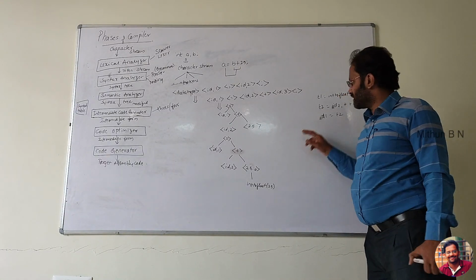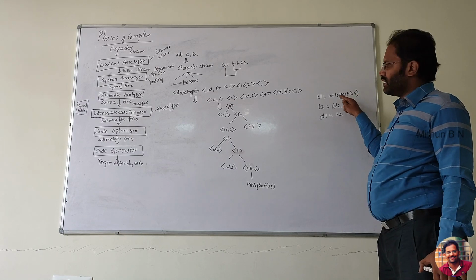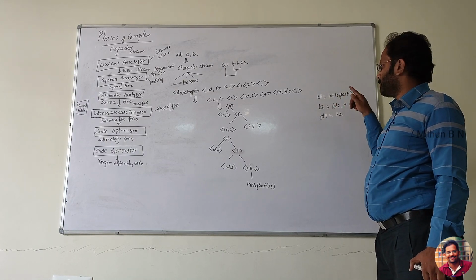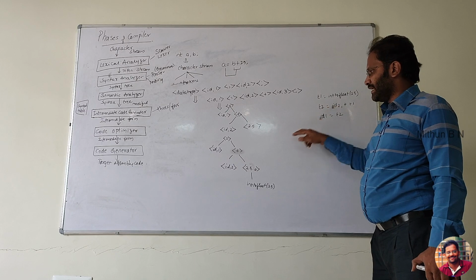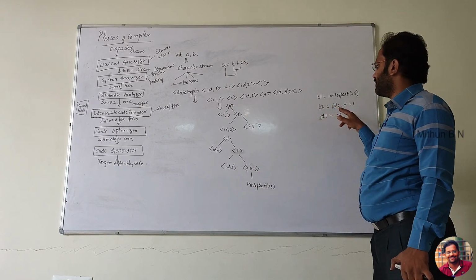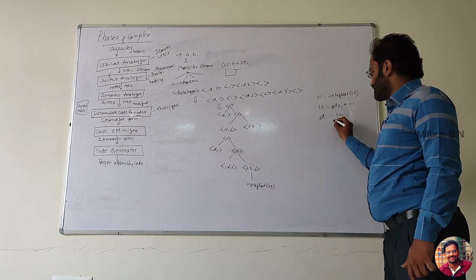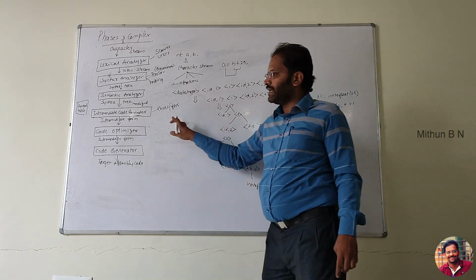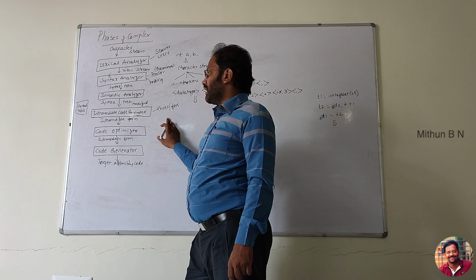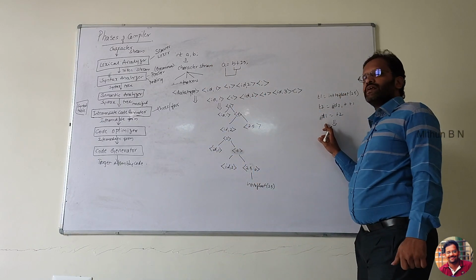First step is this: convert 25 into float, assigned to T1, an intermediate variable. Adding T1 with ID2 is this, added, then that is assigned to ID1. Now this is taken care of by the intermediate code generator. Again, this is the intermediate form it generates.